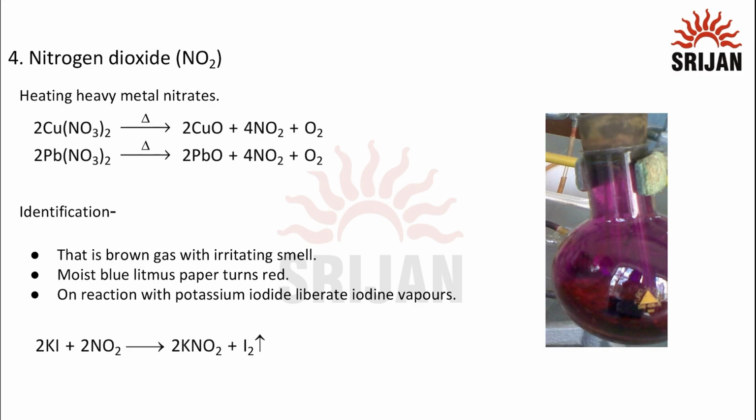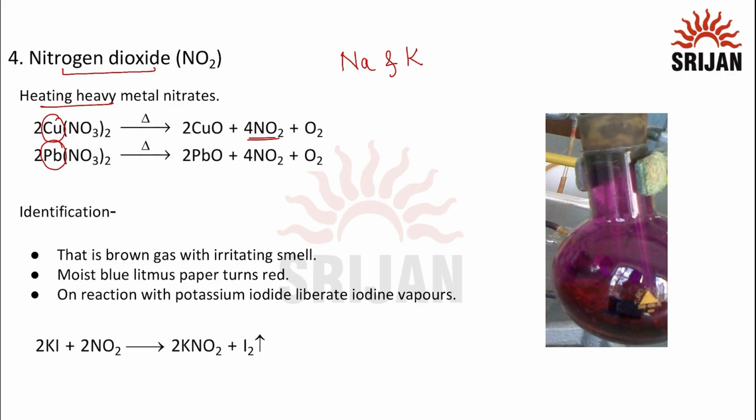The fourth gas that we have to study is nitrogen dioxide, written as NO2. Nitrogen dioxide can be produced by heating nitrates of heavy metals, but as an exception, you cannot take sodium and potassium because they do not result in the formation of NO2. Therefore, we have taken copper and lead.